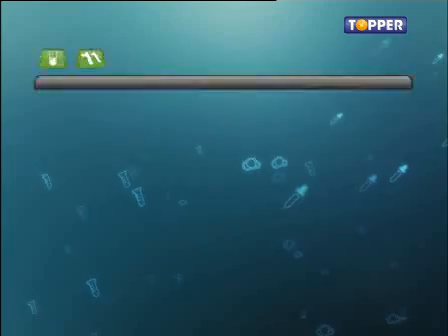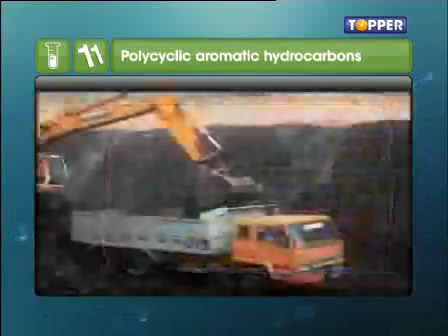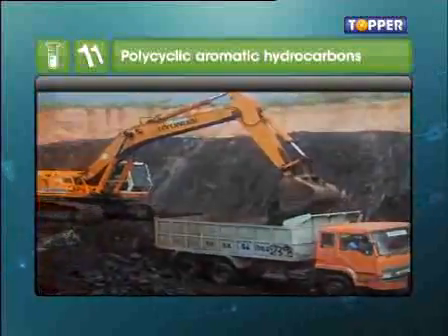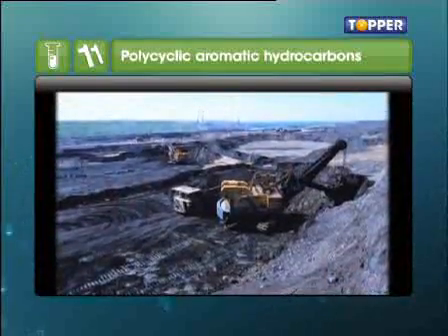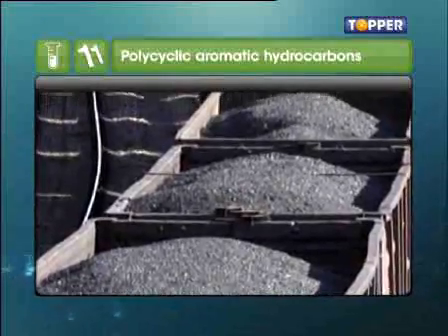That was all about aromatic compounds. But do you know there are a special class of aromatic compounds known as polycyclic aromatic hydrocarbons or PAH. These are chemical compounds that consist of a number of fused aromatic rings. PAH occur in oil, coal, and tar deposits and are produced as byproducts of fuel burning.